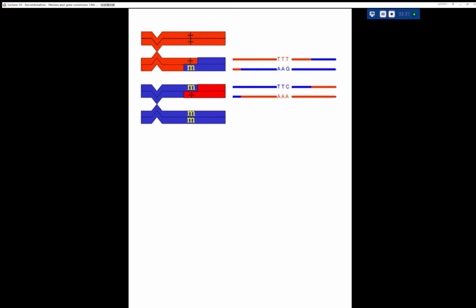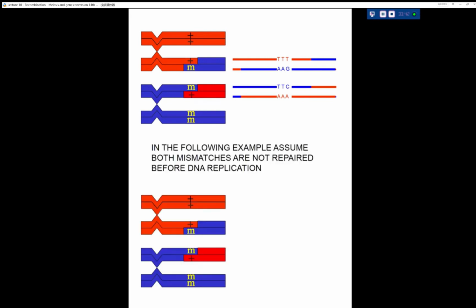Okay. Let's imagine a different scenario where we assume that both of the mismatches aren't repaired prior to DNA replication. Okay. So they stay exactly the same. So when this thing segregates out, you've still got T here, G here. So when these segregate out, that's going to give you 3 red or wild type. 1, 2, 3. Then a mutant. Then another mutant. Then a wild type. And then two mutants. So here you've actually got that 4-to-4 ratio.